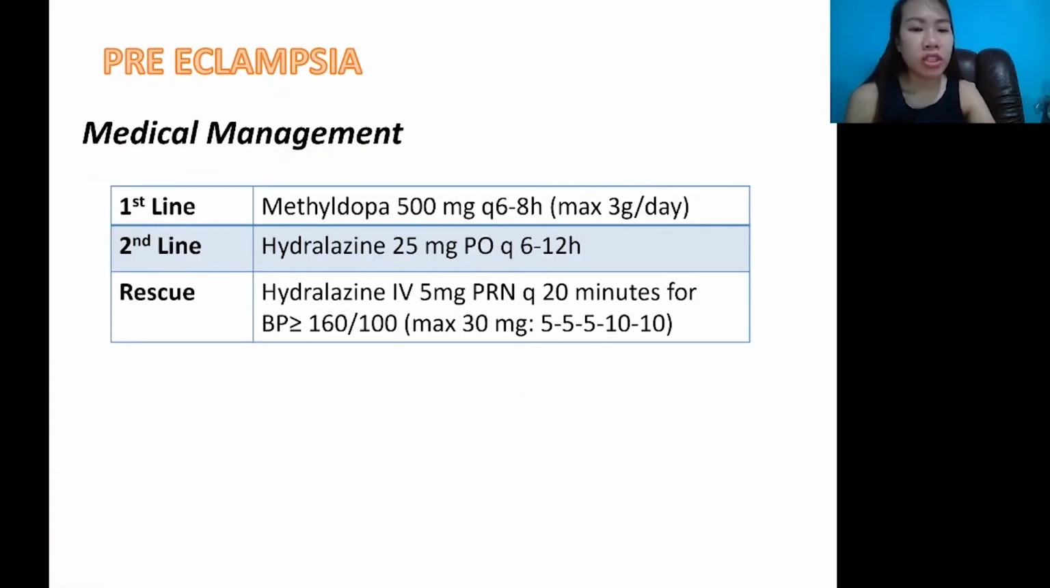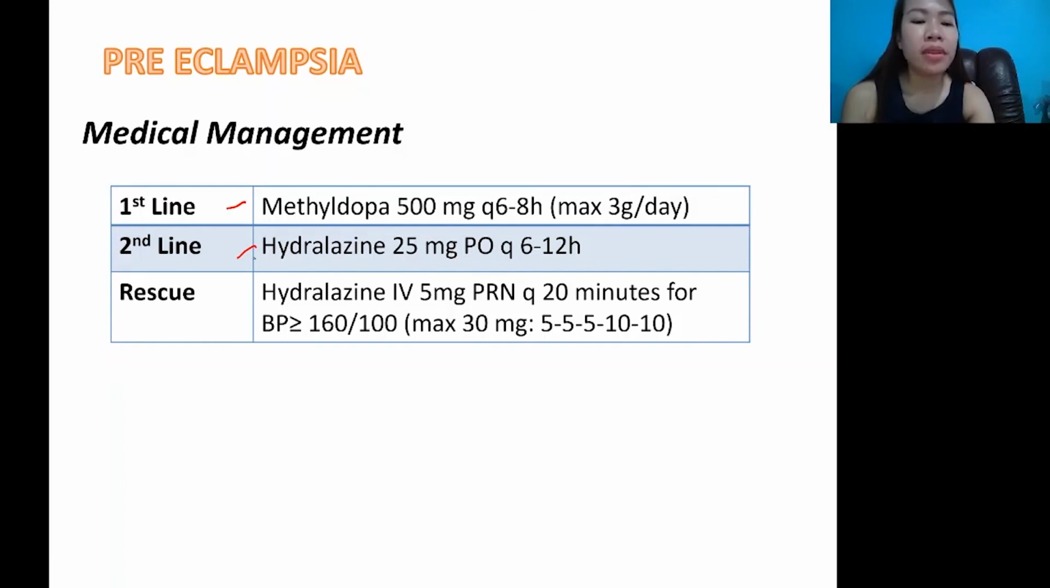For the medical management class, for Preeclampsia, ang first line na gamot na ginagawa natin dito is methyldopa. So, methyldopa, 500 mg every 6 to 8 hours with maximum 3 grams per day. So, ang methyldopa, pampababa ito ng blood pressure class. Second line, kapag hindi gumagana ang methyldopa natin, tablet ito. So, pag hindi siya gumagana, magbibigay na tayo ng hydralazine. So, this is also a tablet, 25 mg per orem or orally taken every 6 to 12 hours.